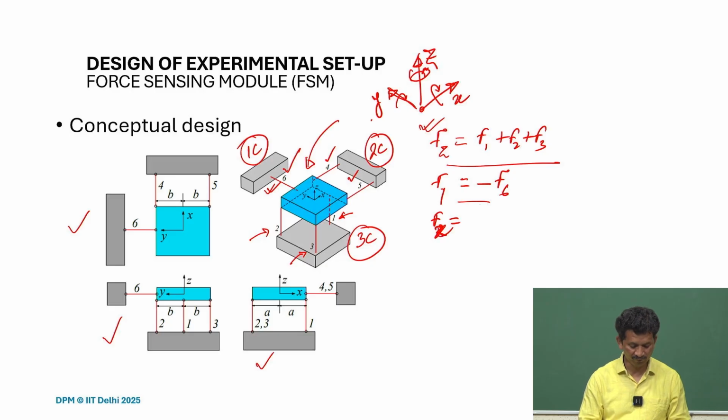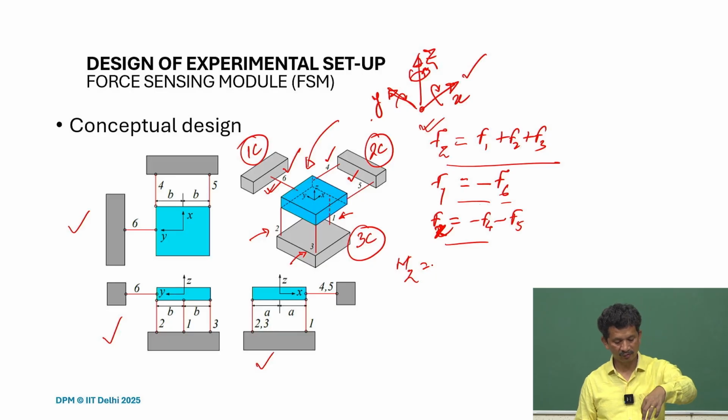So Fz we have already taken, Fy, Fx, sorry. So if we do Fx along the x direction, what do we see? Only 4 and 5. Here it will be negative, because if we apply positive Fx, it will be minus F4 minus F5. So likewise we can write for moments as well.